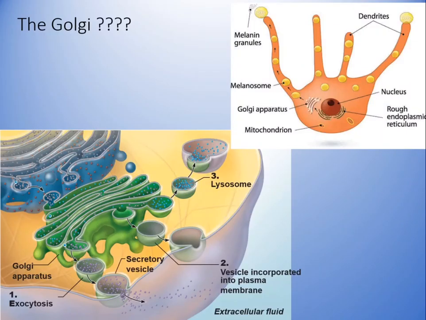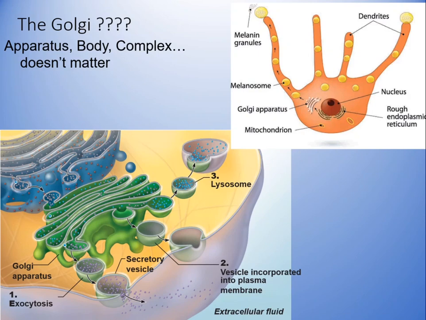The Golgi apparatus, complex body. I have heard so many names for this thing. You can call it whatever you want, because I can never remember what class I'm in and what the textbook calls it. As long as you're using the word Golgi, I'm good with that. What the Golgi does is it receives the protein from the ER and then it determines where it's going to go.